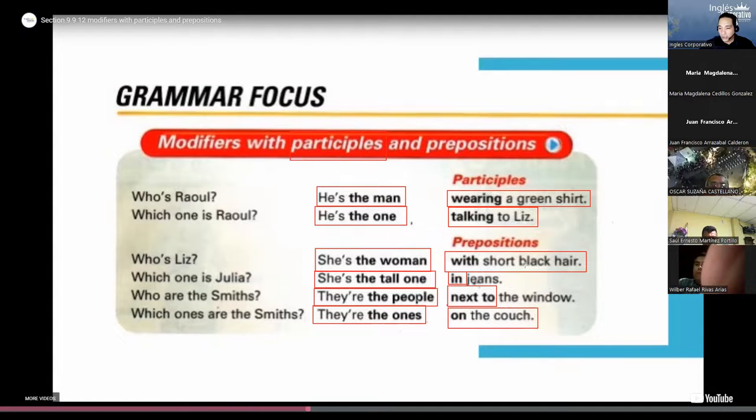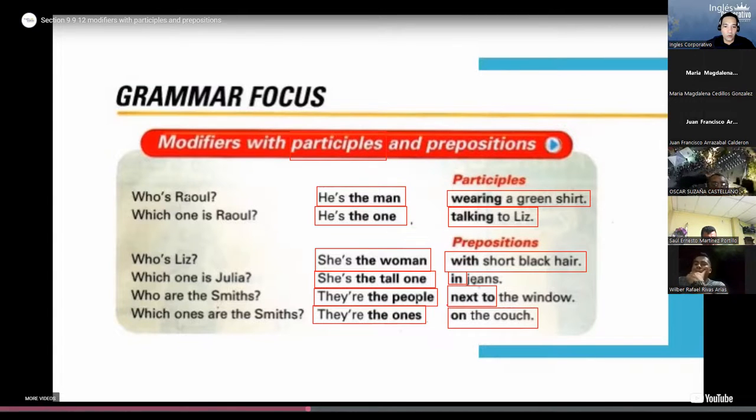Y luego tengo dos opciones. O continúo con ing. Okay. Para indicar qué están haciendo. Ojo, esa es la diferencia, ¿no? Si voy a hablar de la acción que están realizando para identificarlos, entonces ocupo ing. Okay.